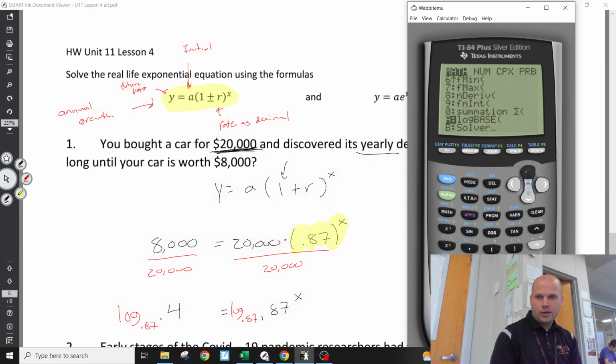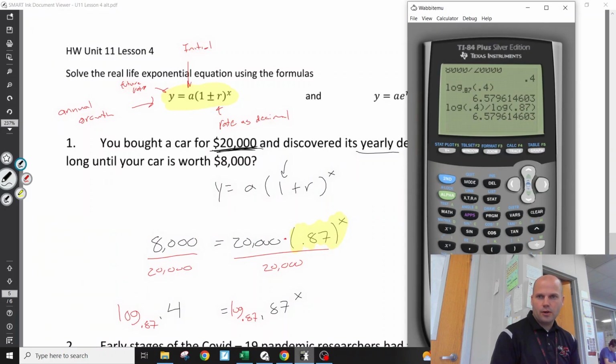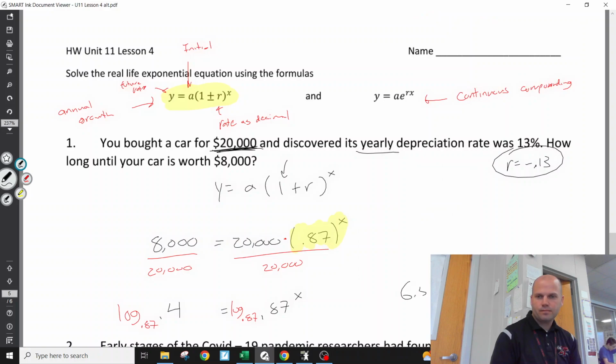Either log base, type it in just as you see it. 0.87 is the base, 0.4, or log of the number divided by log of the base. Okay? Give me 3 decimal places so I know you're accurate, 6.579.